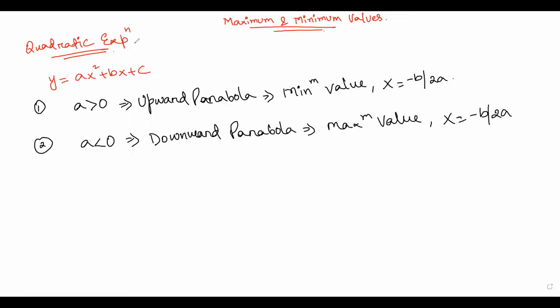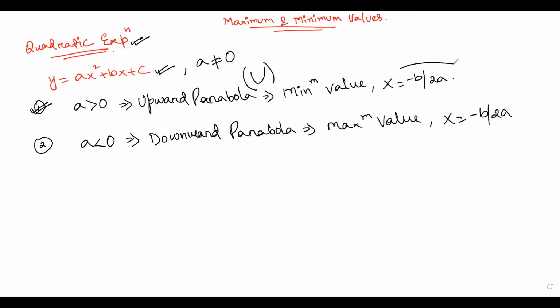Now let us see the maximum and minimum values of a quadratic expression. The generic form of a quadratic expression is given by y equal to ax square plus bx plus c, where a, b, c are constants, a is the leading coefficient, and a is not equal to 0. So if the leading coefficient a is greater than 0, we'll be getting an upward parabola, that is something like this. So we'll be getting a minima point and we'll be getting the minimum value.